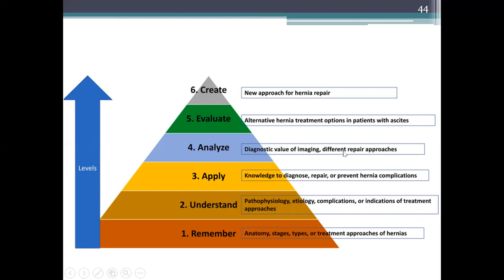Analyze diagnostic video imaging, different repair approaches, which one is the best, which one has better outcome, which will give the better diagnostic video, and which will give the more accurate and reliable correct diagnosis. Then evaluate alternative hernia treatment options in patients with ascites and new approaches to hernia repair in such patients. So this is actually the cognitive domain at different levels.